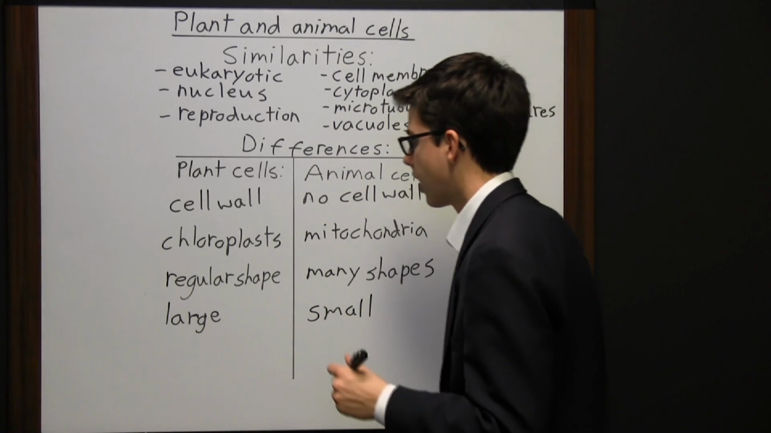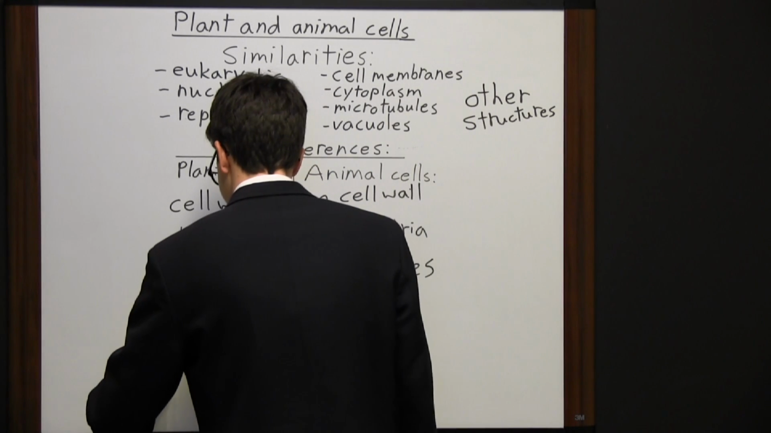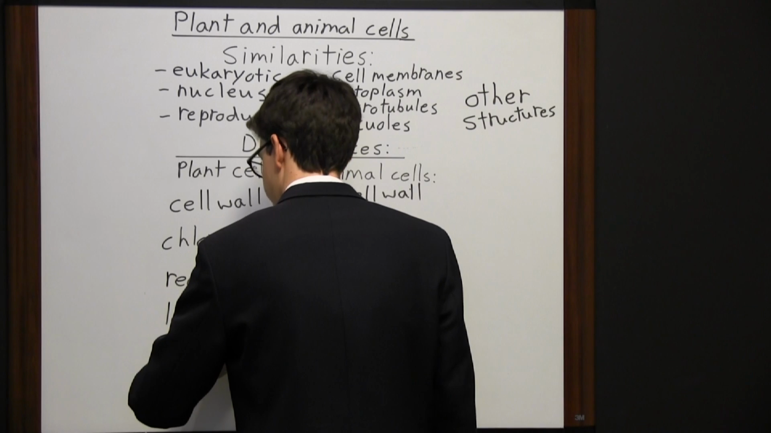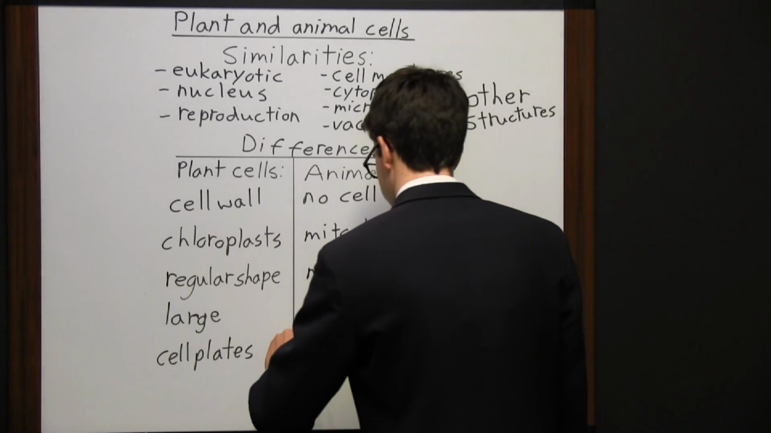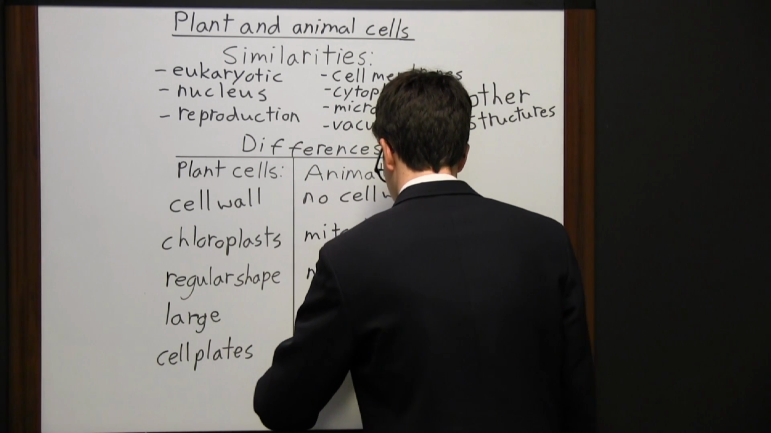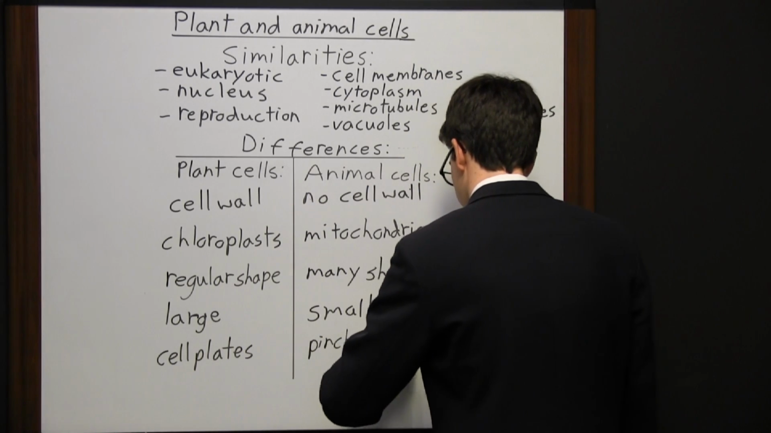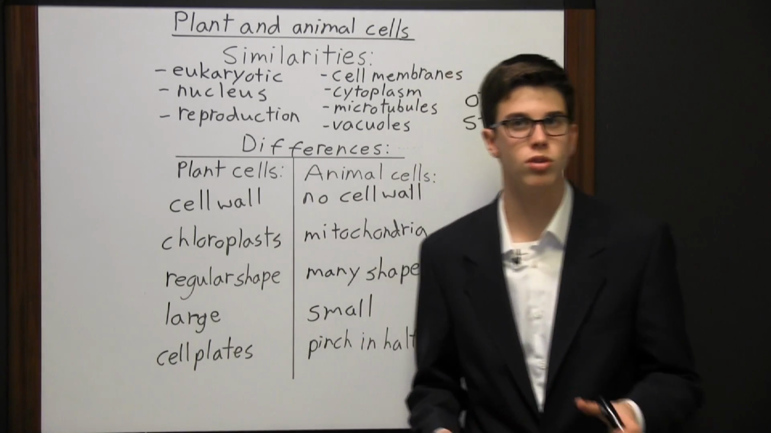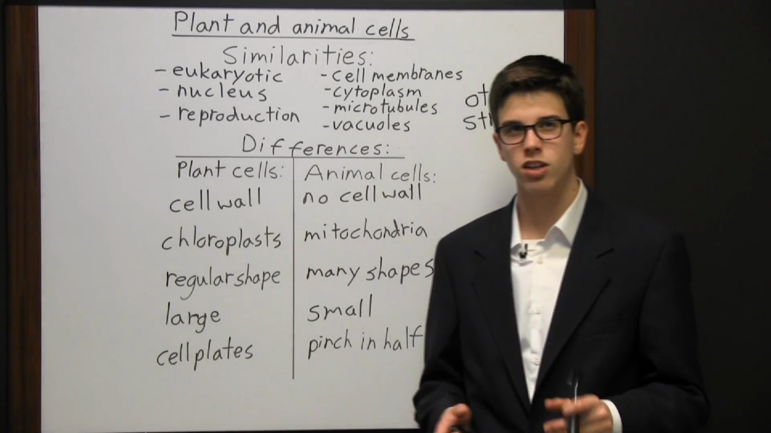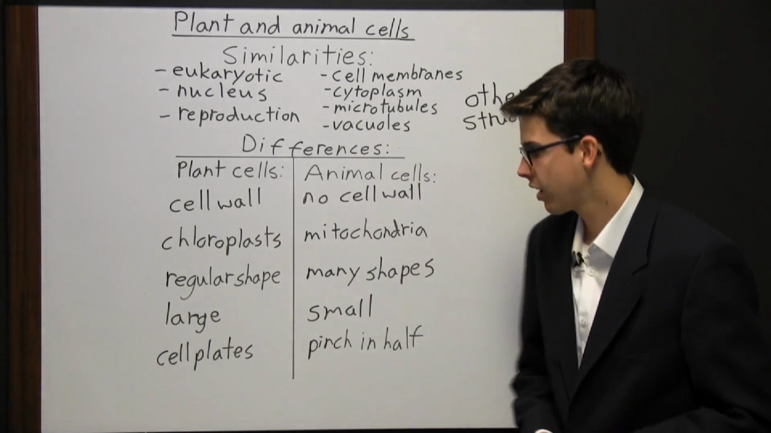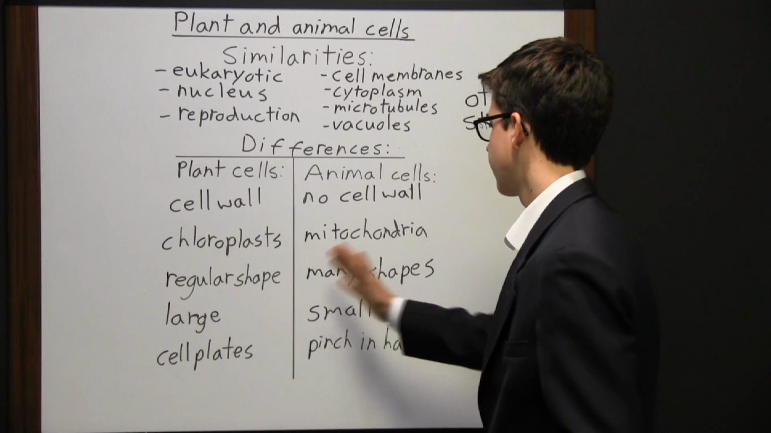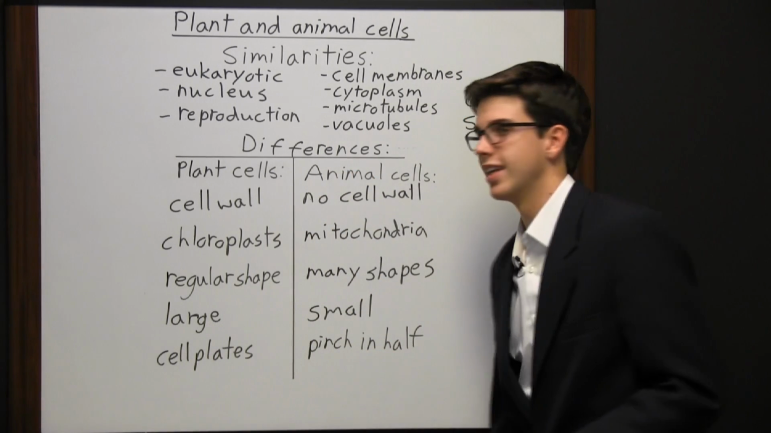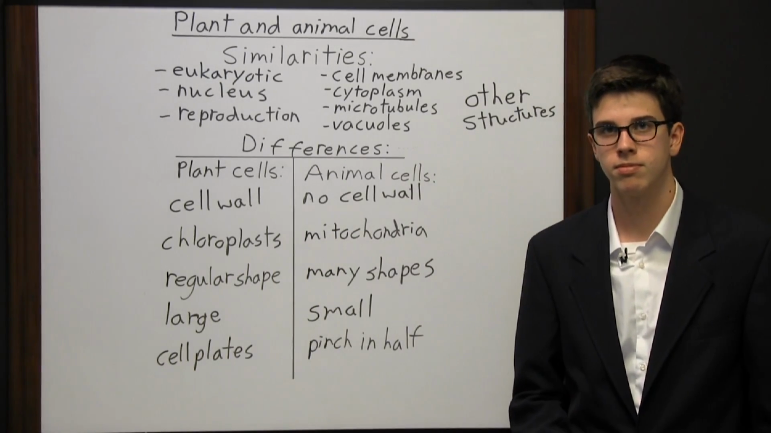And then finally, plant cells have cell plates, and so two cells are separated by cell plates, while animal cells pinch in half. What that means is that plant cells build a cell plate between two new cells, while animal cells make a cleavage furrow and pinch in half. That's not all the differences between these two types of cells, but these are many of the main differences, and these are many of the main similarities.